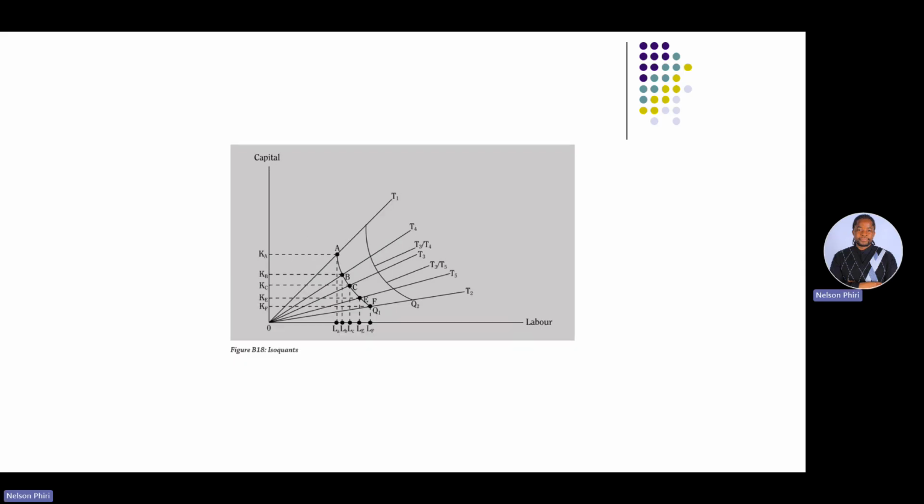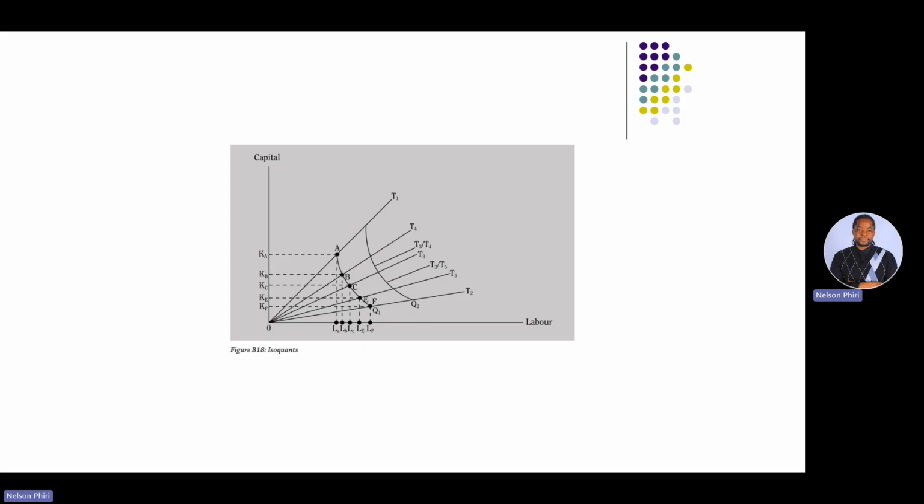Then let's go on to isoquants. So we have a graph there, and we have your isoquants that are shown there. So we are looking at different combinations of your capital and labor. Your vertical axis is your capital, then your horizontal axis is your labor.